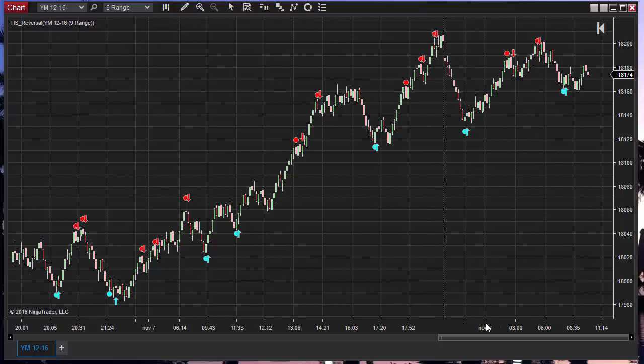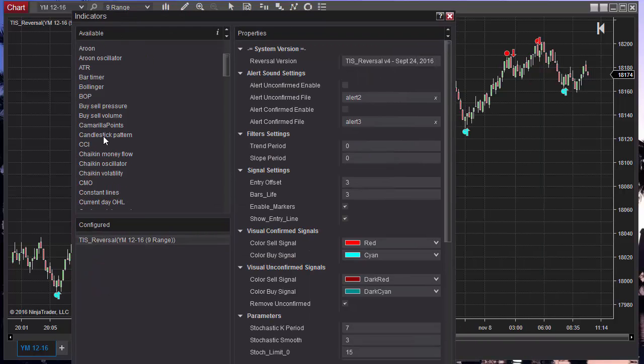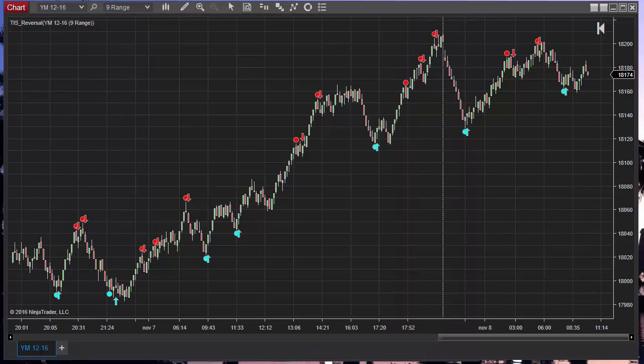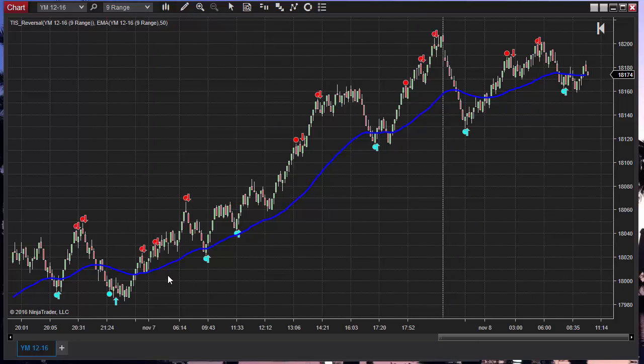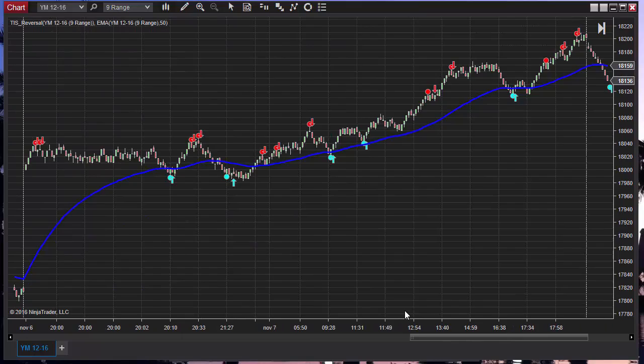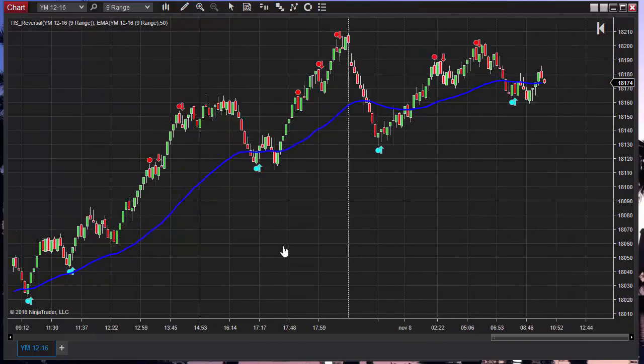The RVO entries usually work very well on range bars, and if we want to do some kind of filtering, we can add a moving average. So let's add an EMA of 50 as a reference, and if we look at the slope of this moving average, we could only take the long signals when the slope is positive and take only the dots instead of the arrows.